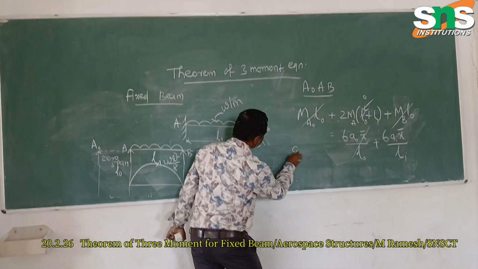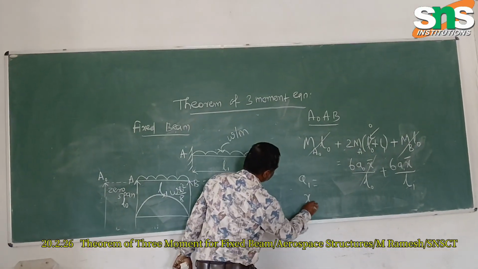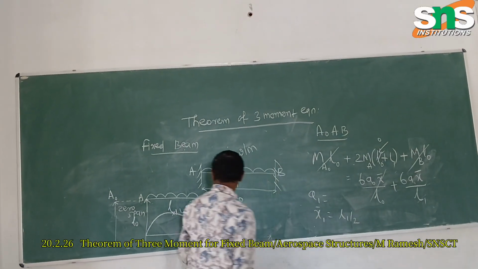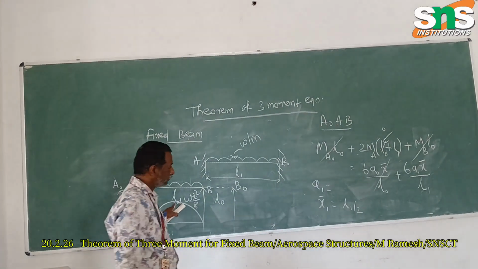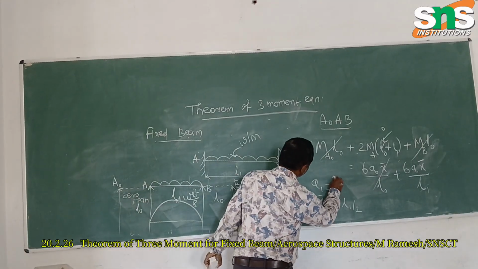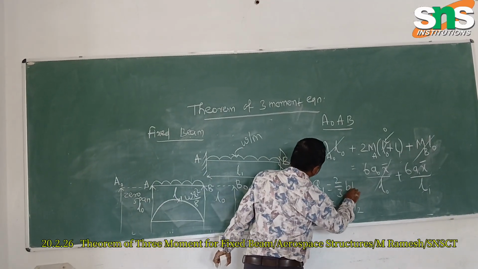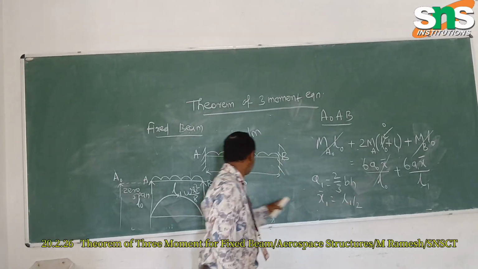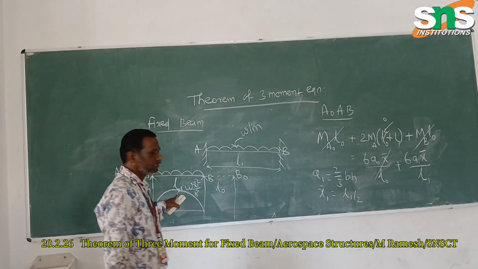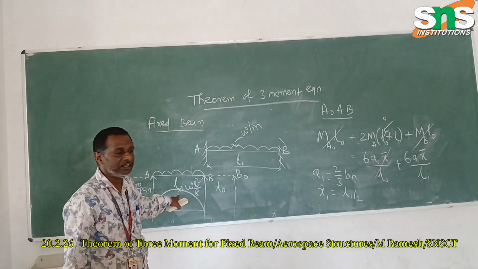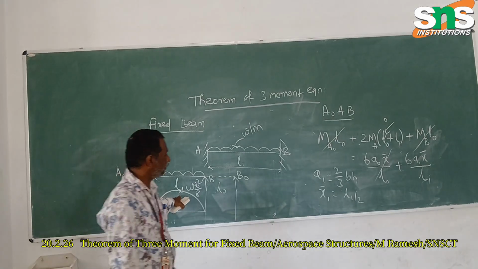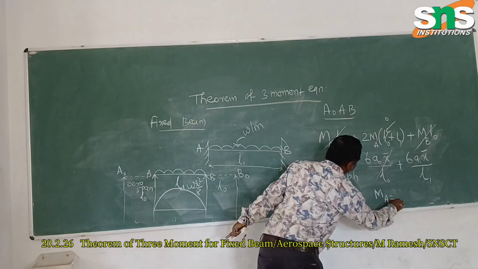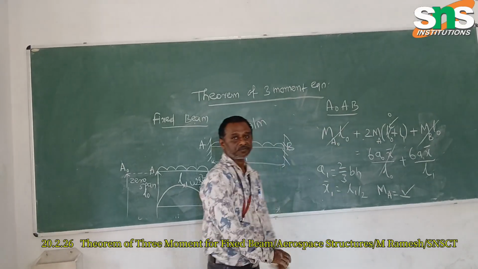So I need to find what A1 is and what x1 bar is. x1 bar is nothing but L1 by 2. A1 is two-thirds of B into H, where B is L1 and H is the maximum moment in the region, W L squared by 8. By substituting here, I can get the value of MB.